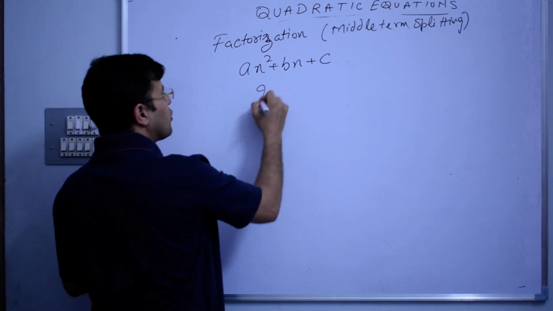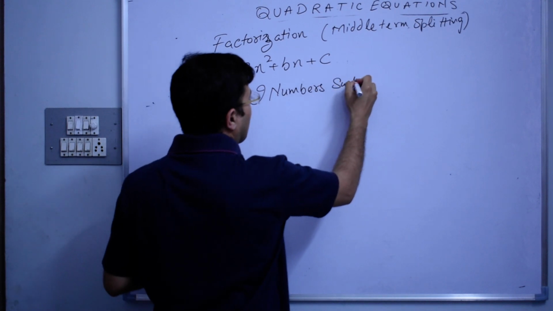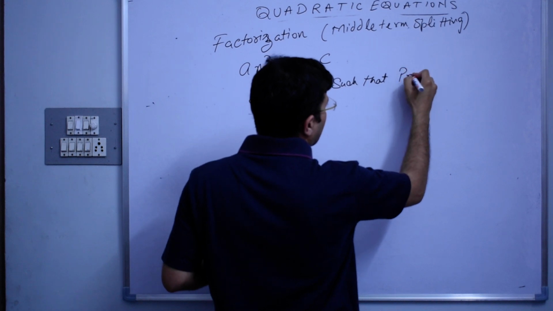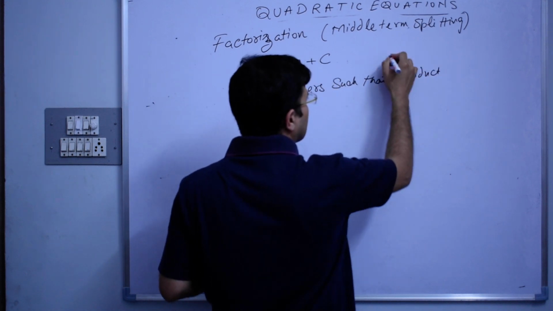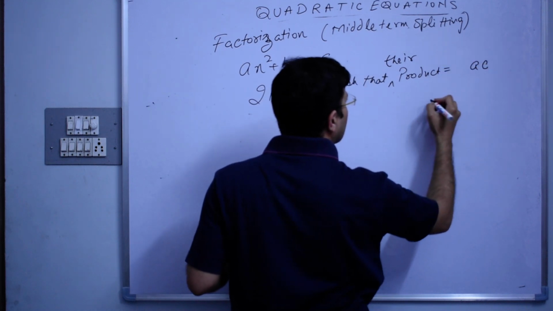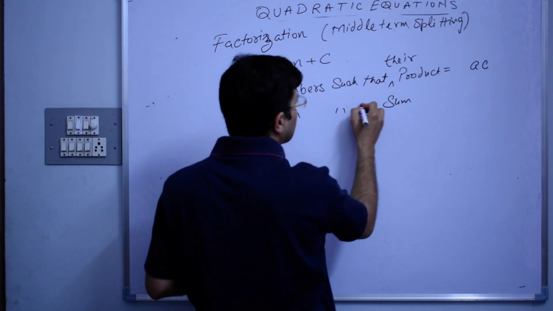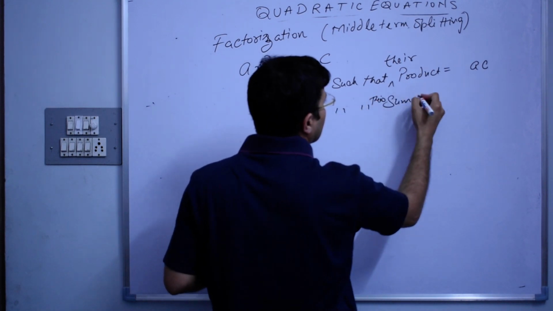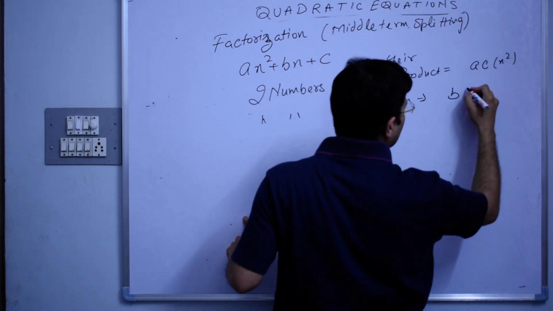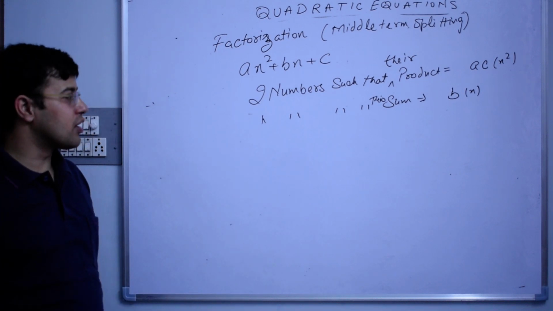You have to find two numbers such that their product is equal to AC and their sum represents B. You can also write x square over here and x over here. Now what does this mean? We'll explain it with an example.